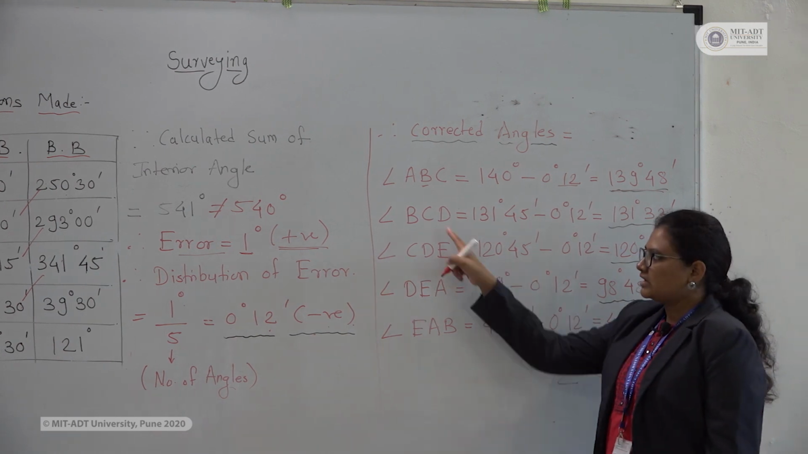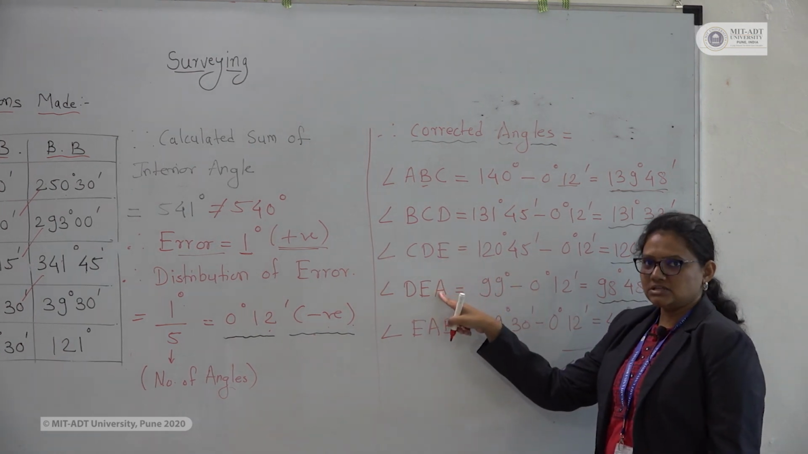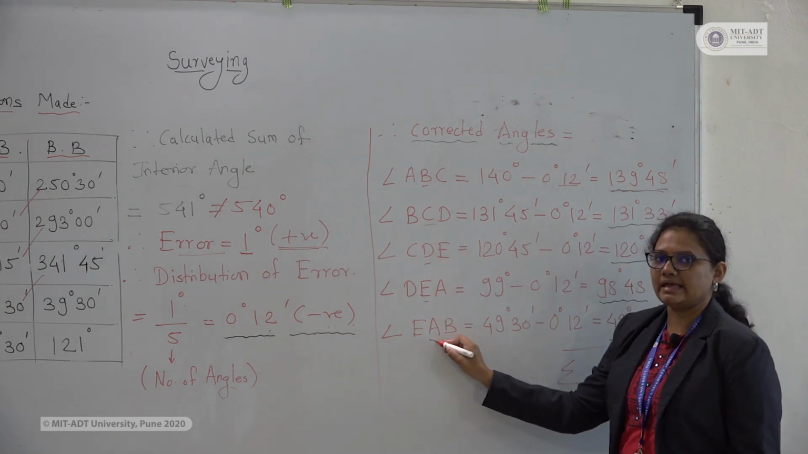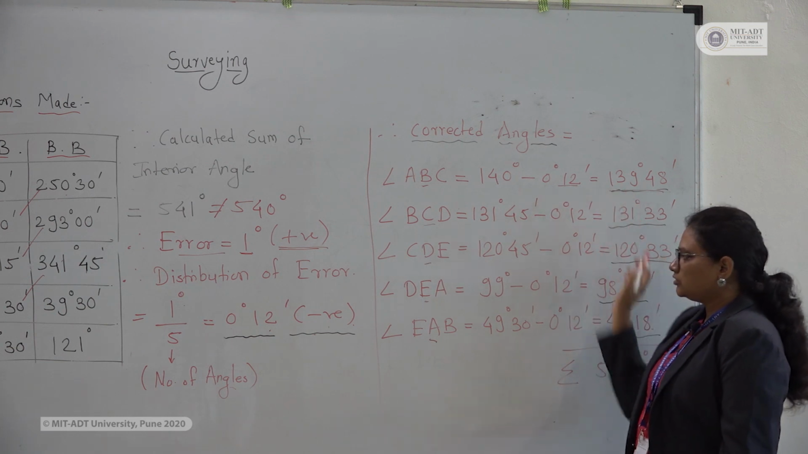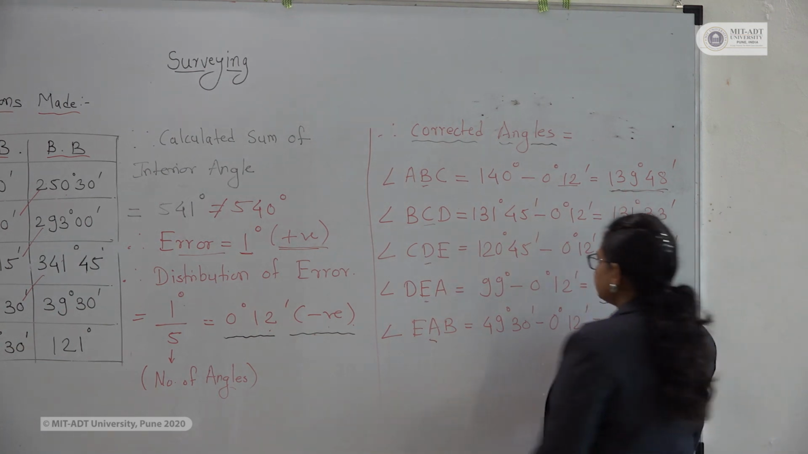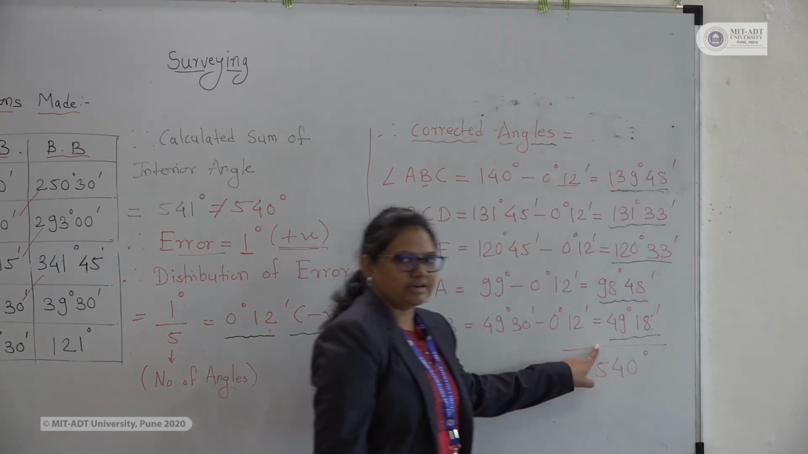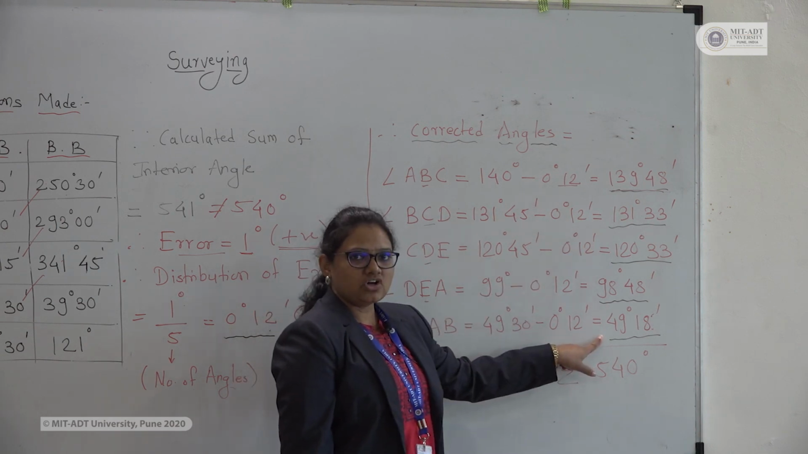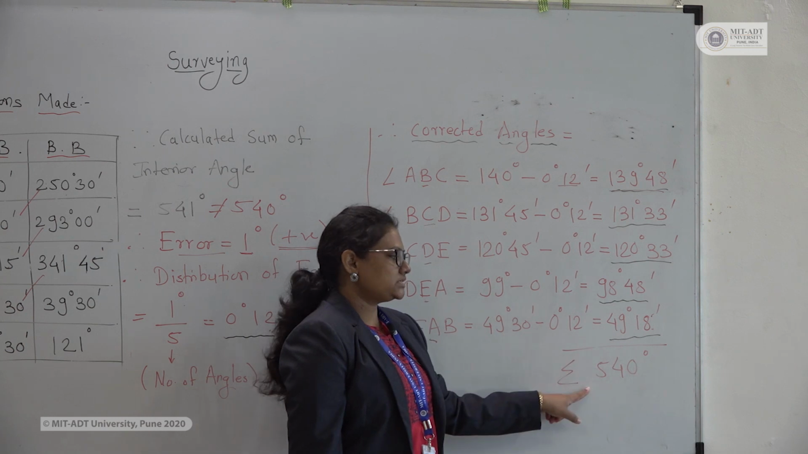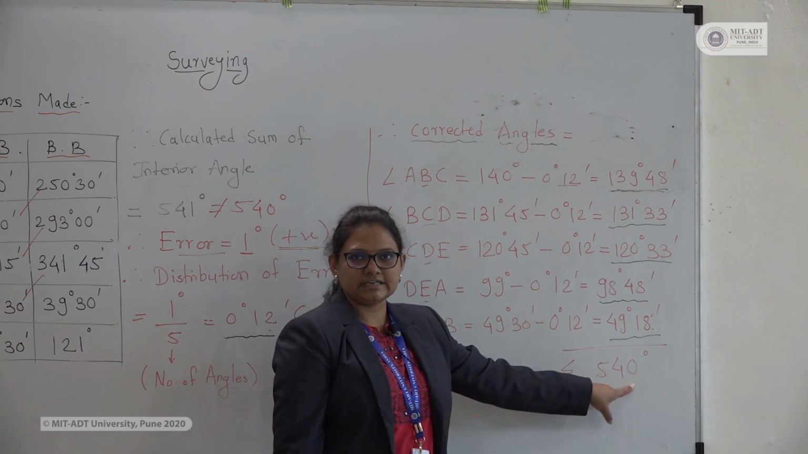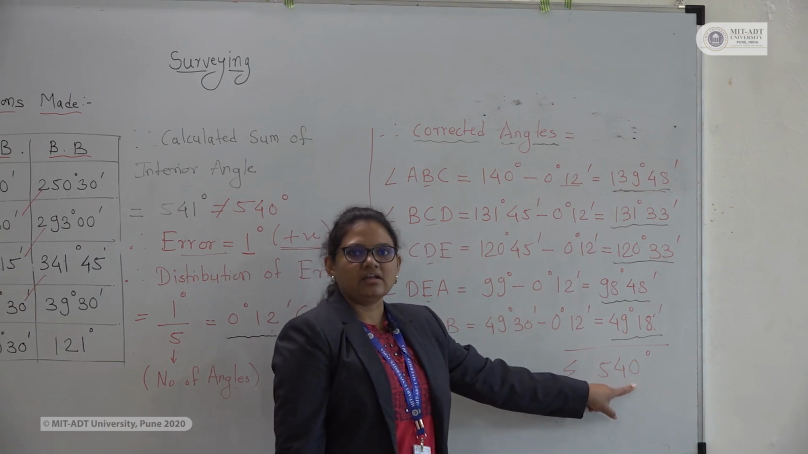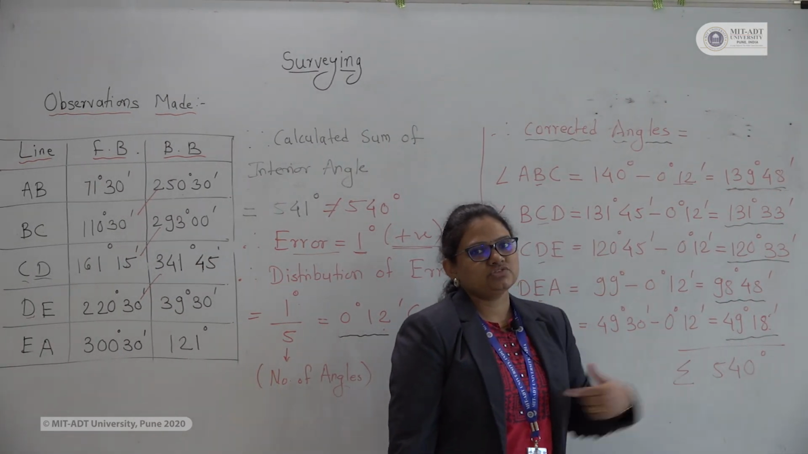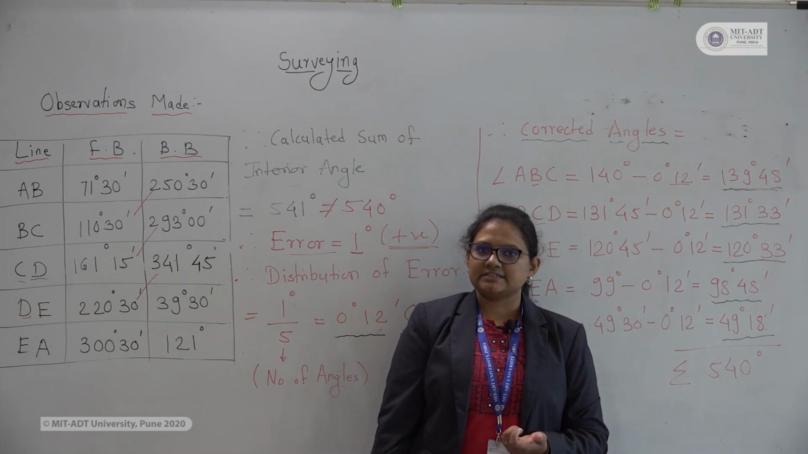Similarly, we have calculated for these different angles also. So this will be angle C, D, E and A. These are our corrected included angles which we have calculated. If we add all these corrected angles, then we will get the sum as 540 degree. In this way we can say that we have corrected our included angles. Now first we have corrected one line, that is line CD.